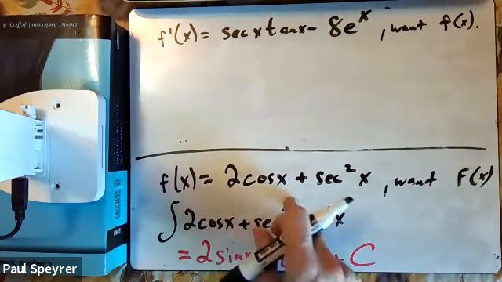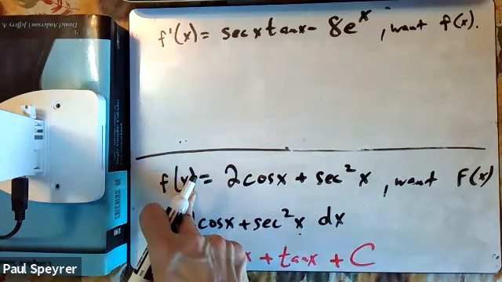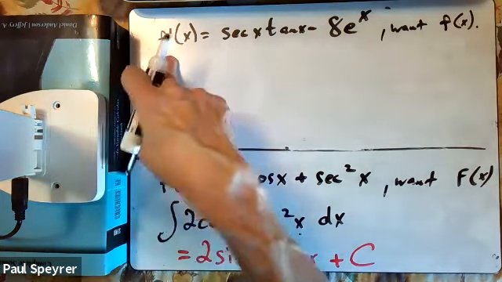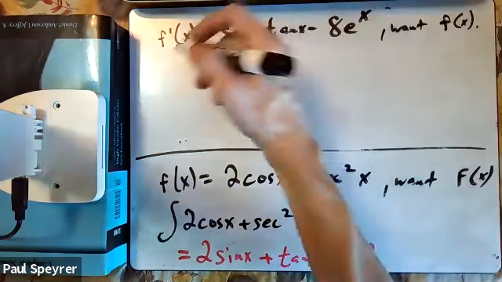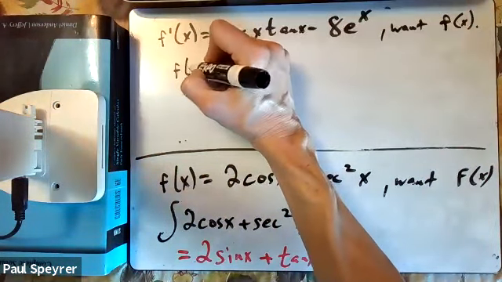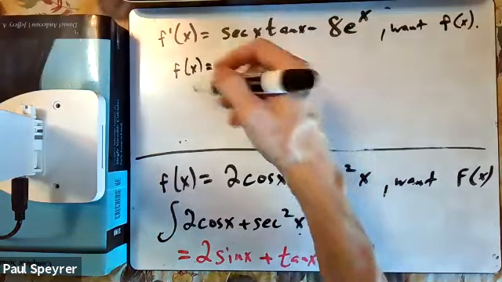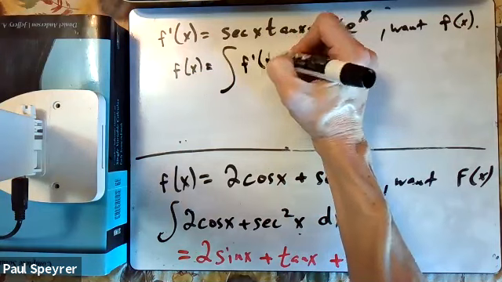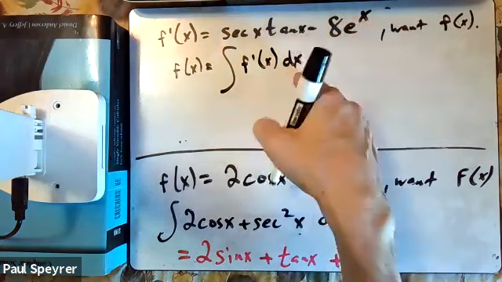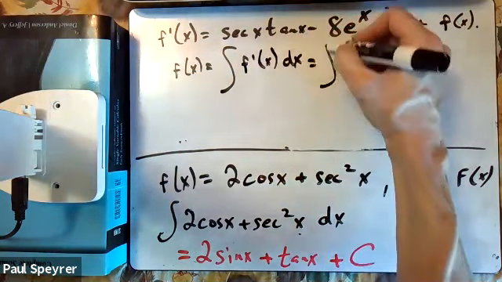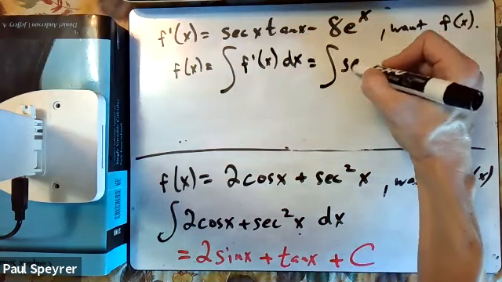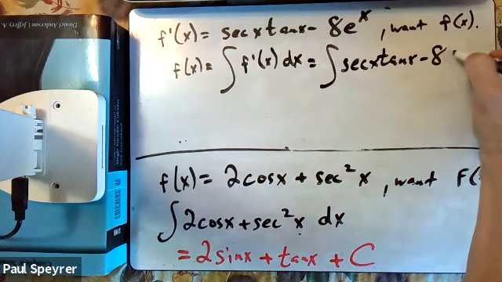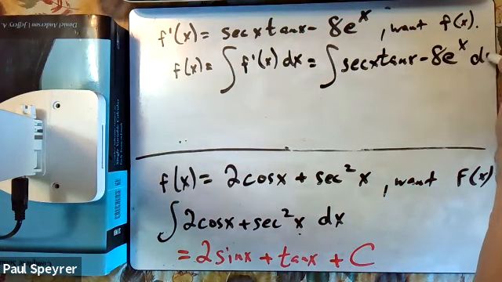It's just that right here, what do we start with? We started with the original f, and we wanted the general antiderivative. Right here, we're starting with the derivative, and we're just trying to move back to the original function. It still works out the same way. So f of x is the integral of f prime of x with respect to x in this case. So that's the integral of secant x tan x minus 8e to the x dx.